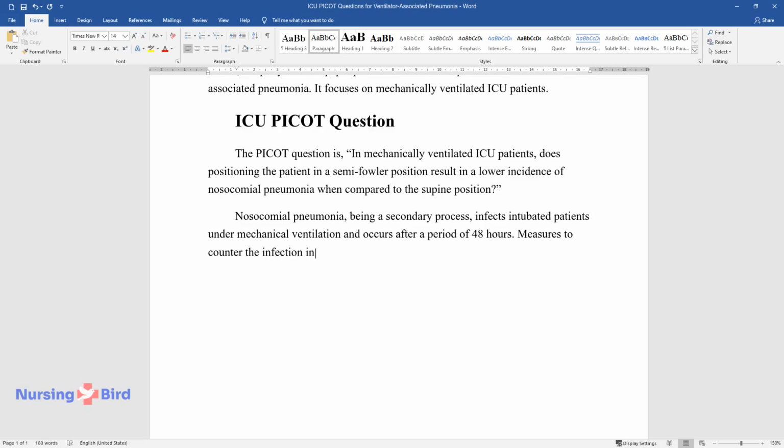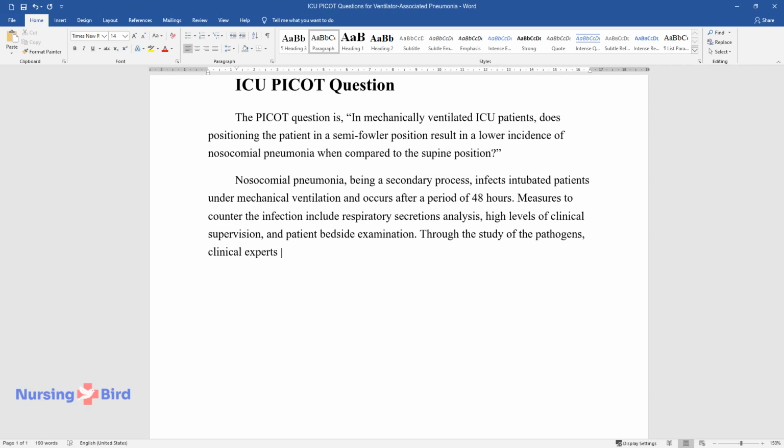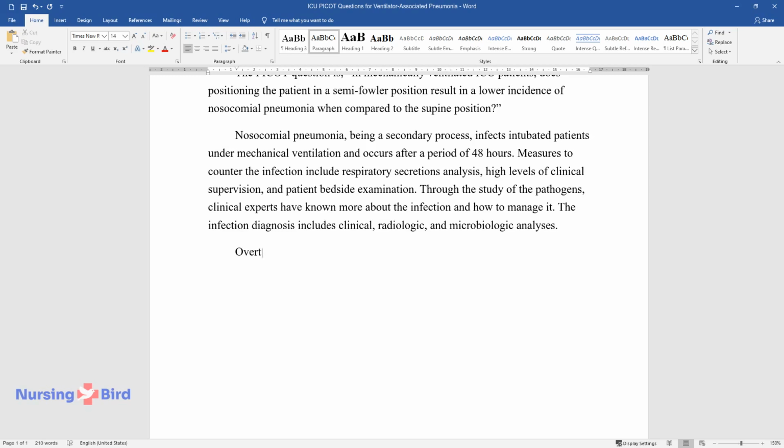Measures to counter the infection include respiratory secretions analysis, high levels of clinical supervision, and patient bedside examination. Through the study of the pathogens, clinical experts have known more about the infection and how to manage it. The infection diagnosis includes clinical, radiologic, and microbiologic analyses. Overtreatment and undertreatment cases are experienced when dealing with the infection.